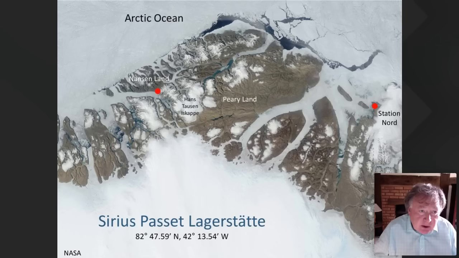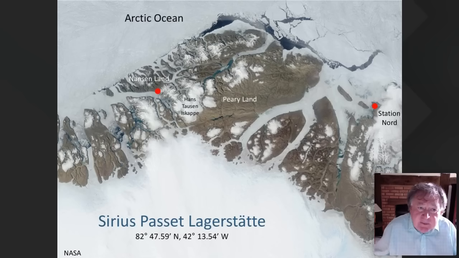There's Alert in Ellesmere Island about the same distance, and then going northwards, the North Pole is about twice that distance, going off the top of the diagram from the red dot on the left to the red dot on the right. It's about 800 kilometers to the North Pole.